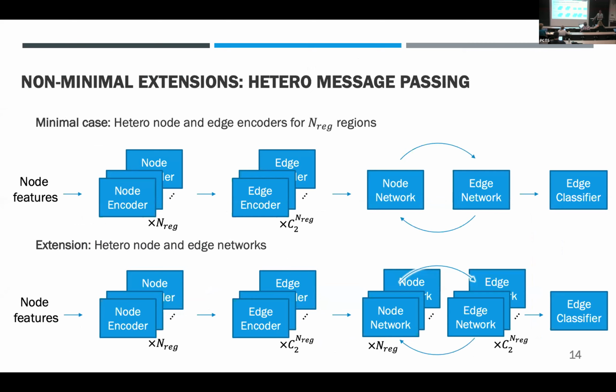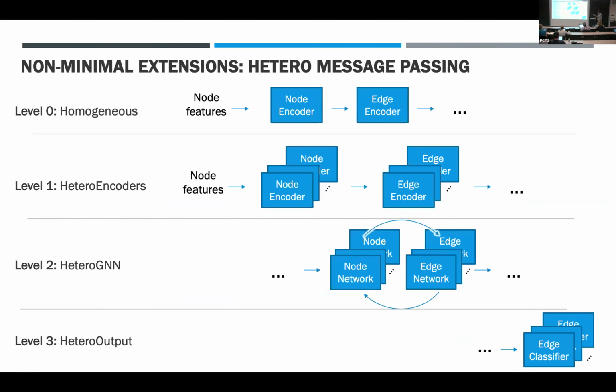You don't have to stop at just encoding your nodes and edges. You can have your N encoders and N choose two edges, and then pass these through your regular message passing node and edge updates. Of course, you could have these node networks and edge networks themselves be heterogeneous. So you encode your nodes and edges based on the region, and then you also pass the messages based on the region. And then, of course, you could do the whole thing.